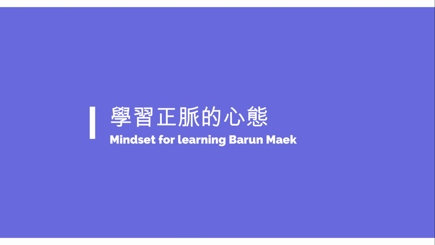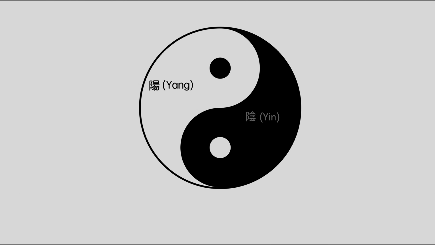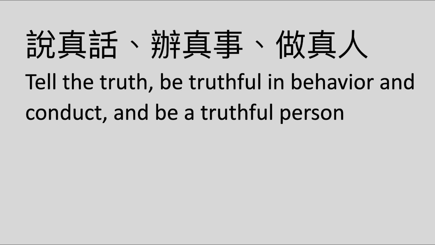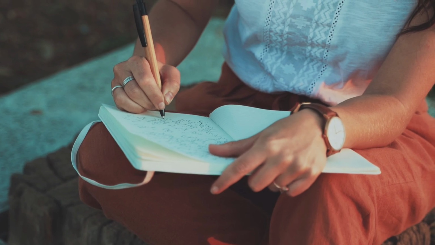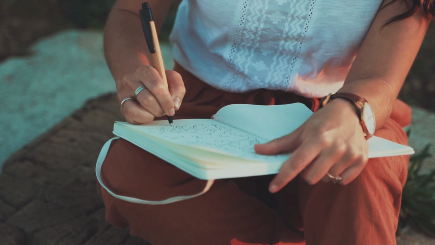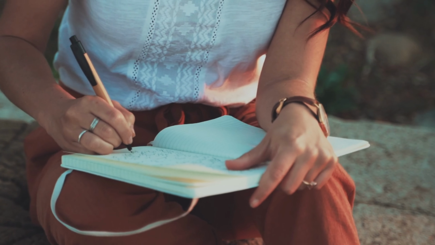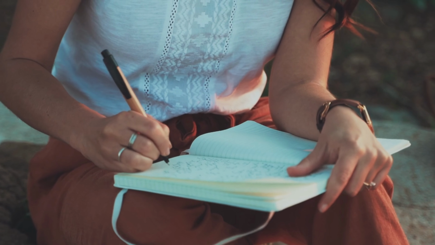What mindset should we have for learning Barun Maek? The understanding of the paradigm of yin-yang five elements belongs to the Tao school. The Tao school cultivates truthfulness. Therefore, one should tell the truth, be truthful in behavior and conduct, and be a truthful person. Barun Maek research is evidence-based. It requires truthfulness in collection and analysis of data, and documentation of treatment process and its effects.